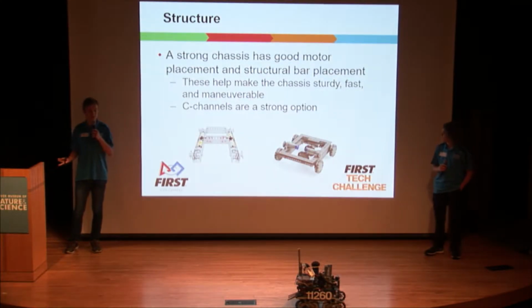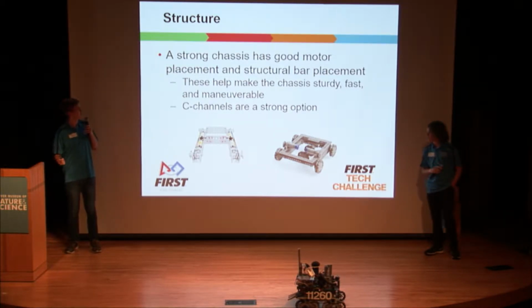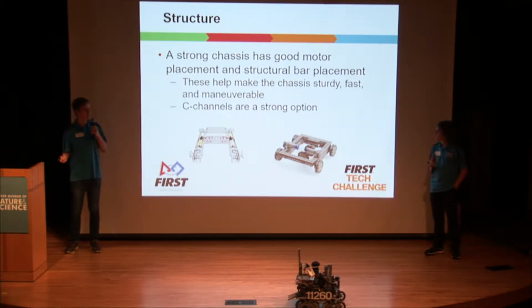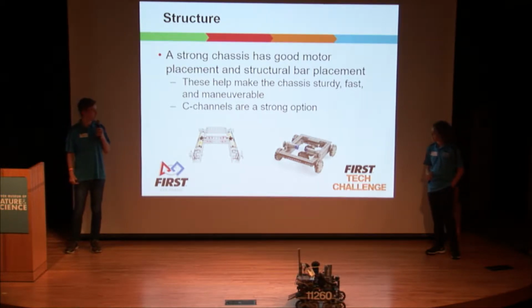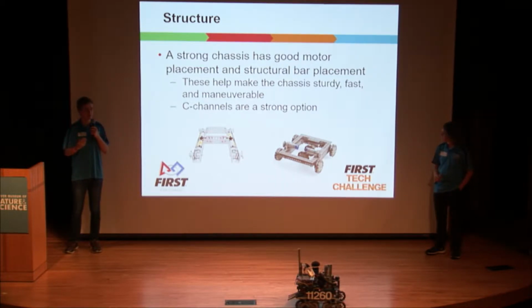Okay, so structure. Structure is going to be such a key thing for your chassis throughout the season. If you can start off with a strong, reliable, durable chassis, then that's something you don't have to worry about every competition. You don't have to go back and rebuild it. So it's a very good idea to do that. But basically, you want to have structural bars as needed. You can have crossbars, and a strong building material, so you're likely going to use aluminum or steel for your chassis. And C-channels are a strong option for just a base part you can buy, which are a metal bar with two perpendicular metal pieces coming out to add structural integrity.